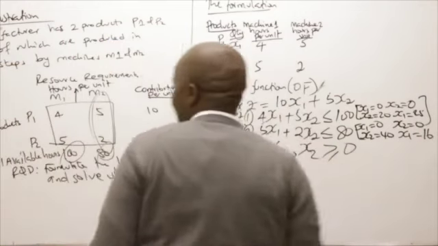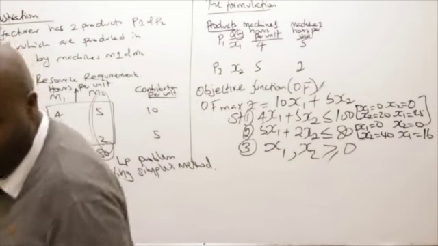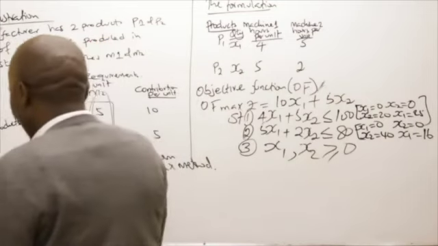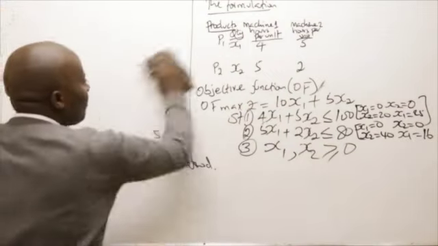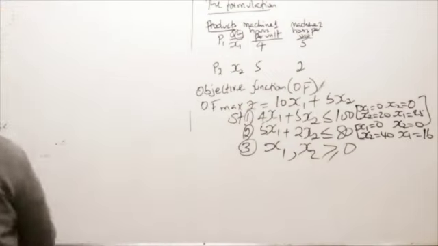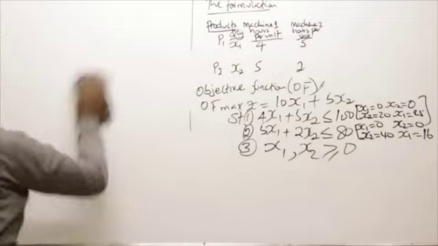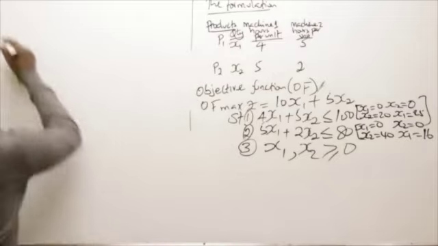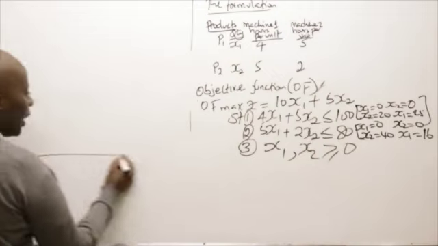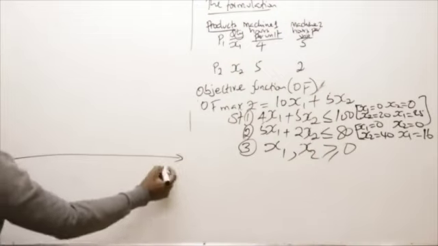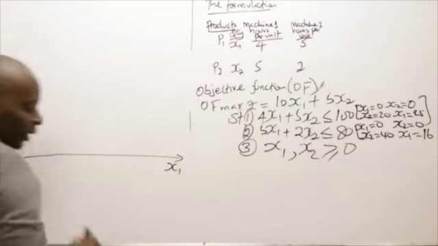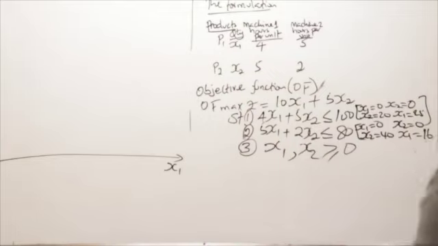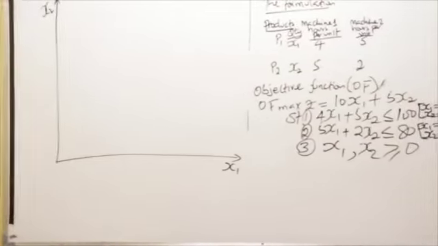Now, ladies and gentlemen, having gotten that, what we need to do now is to come and draw the graph. You draw the graph very fast. So come and draw the graph. So our graph will look like this. We have our first product. Always take the first product here. So we have x1 versus what here? x2. x1 versus x2.